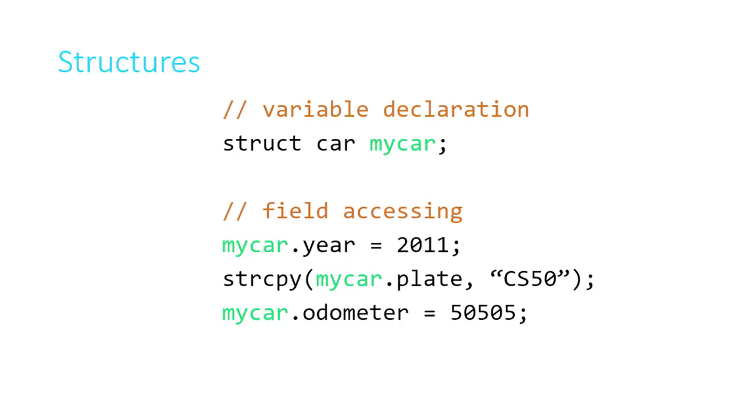So I could say, for example, mycar.year equals 2011. I can't just say year equals 2011. Year is something that is part of my car, so I have to always refer to it in the context of my car. I can say strcpy(mycar.plate, "CS50"). Remember, it's a string. I can't just assign it. I have to copy that string into the variable. I can say mycar.odometer equals 50505, or anything else that I want to do. I can set the engine size, and I can set the model. I can do whatever else I want to do just by accessing the fields similar to this.